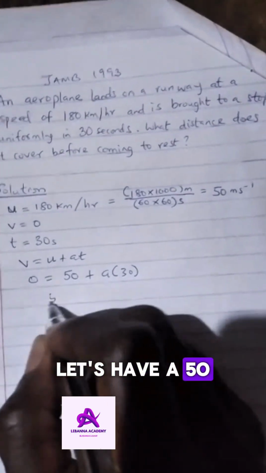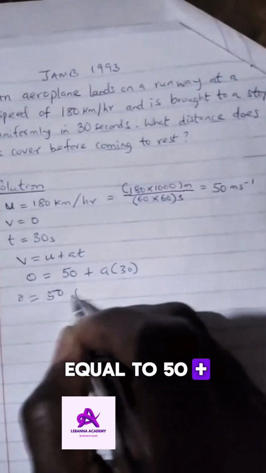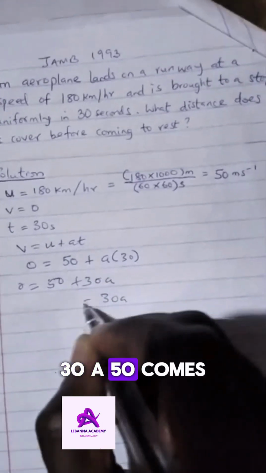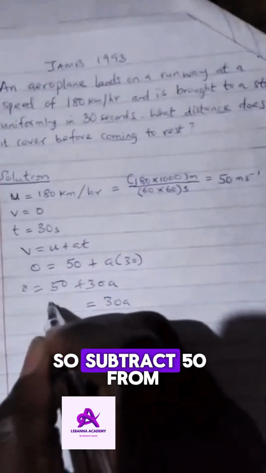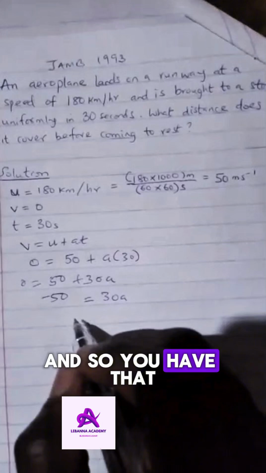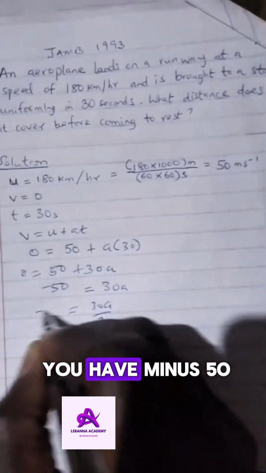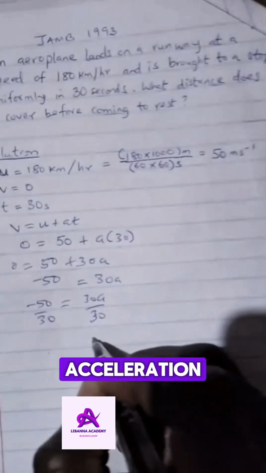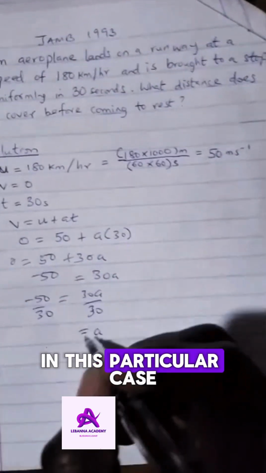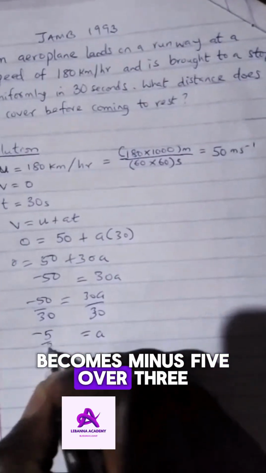Let's have 50, so that's 0 equals 50 plus 30a. 50 comes over this side, so I'll subtract 50 from both sides, and then divide both sides by 30 like this, and so you have minus 50 over 30. Acceleration, or deceleration in this particular case, becomes minus 5 over 3.